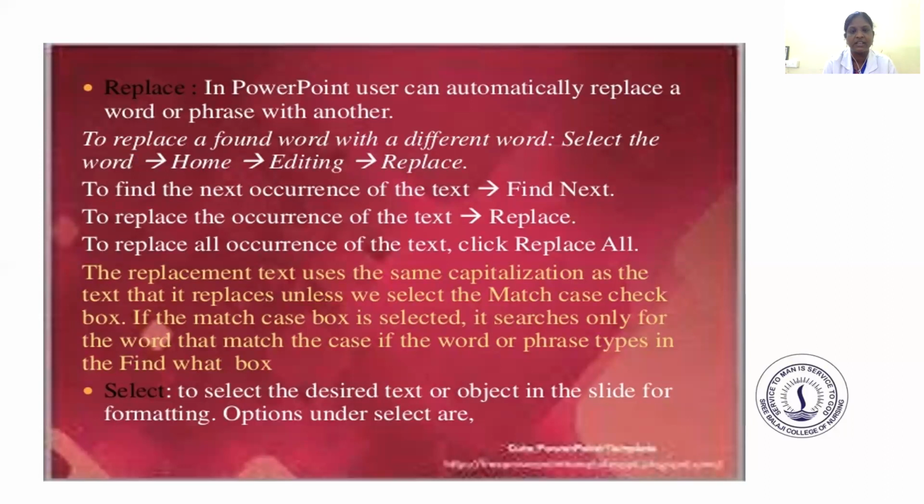And Replace. In PowerPoint, the user can automatically replace a word or phrase with another. To replace a found word with a different word, select the word, go to Home, go to Editing and click Replace. To find the next occurrence of the text, click Find Next. To replace the occurrence of the text, click Replace. To replace all the occurrences of the text, click Replace All.